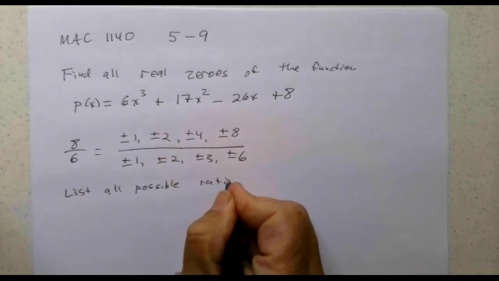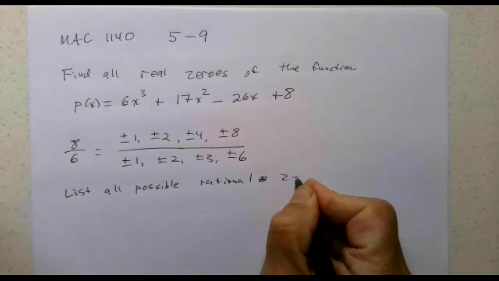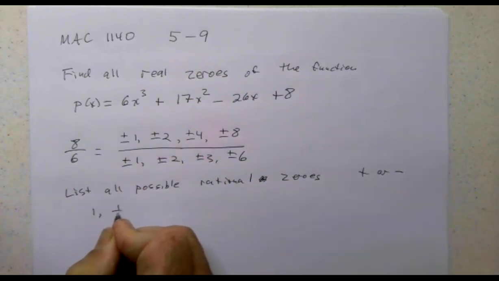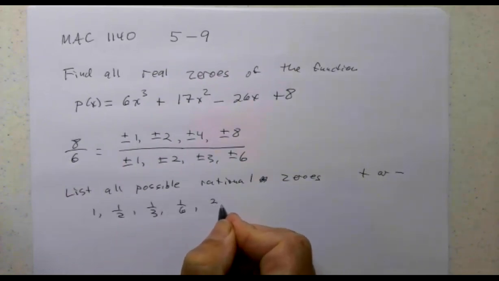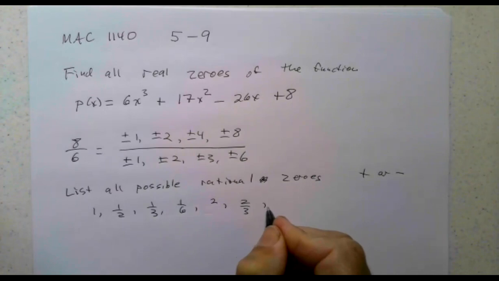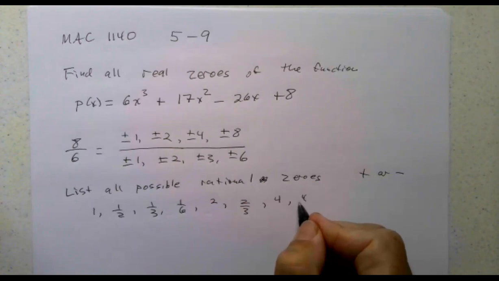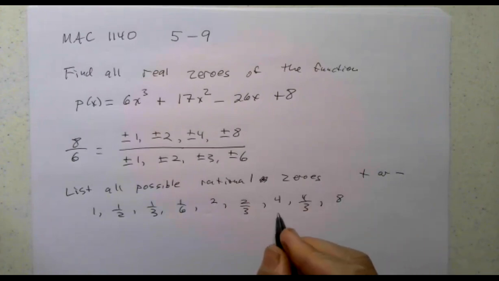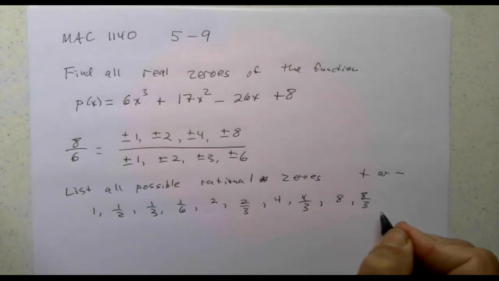I'm going to leave off the plus or minus, but realize they're all plus or minus. Rational zeros, I guess we'll call it. So 1 over 1, 1 over 2, 1 over 3, 1 over 6, 2 over 1, 2 over 2 is 1, 2 over 3, 2 over 6 is a third, 4 over 1, 4 over 2 is 2, it's already there, 4 over 3, 4 over 6 is 2/3, it's already there, 8 over 1, 8 over 2 is 4, it's already there, 8 over 3, and 8 over 6 is 4/3, it's already there.